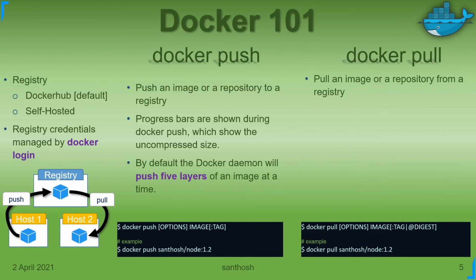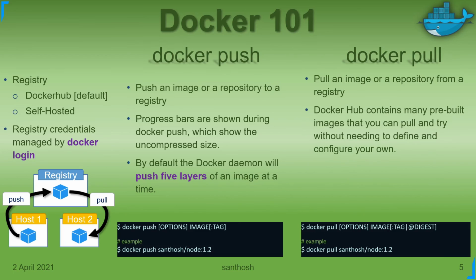The uploaded image can be retrieved by another command called docker pull. Now, the Docker Hub contains many pre-built images. Make sure to have a look at it before building your own image. By default, 3 layers are simultaneously downloaded at a time.